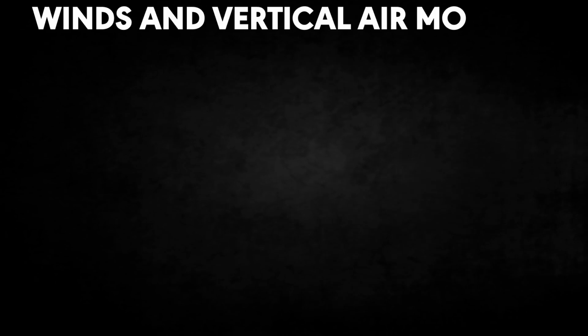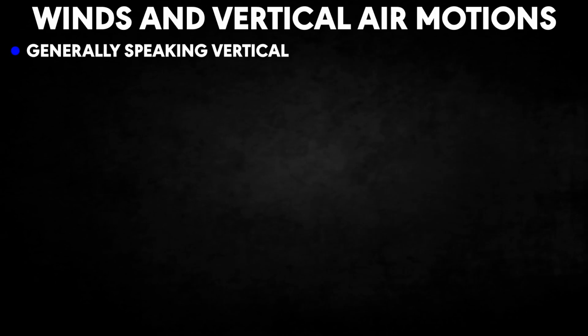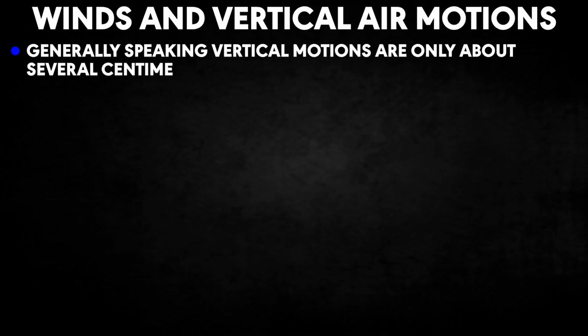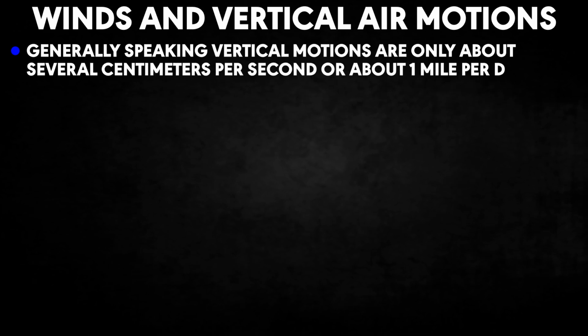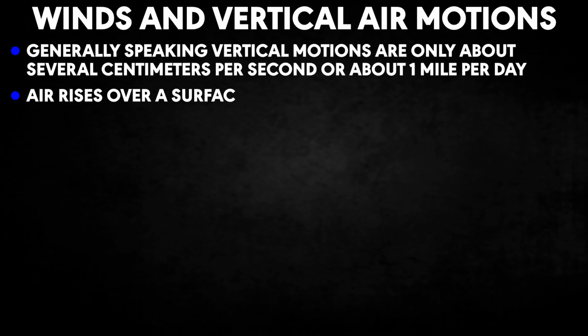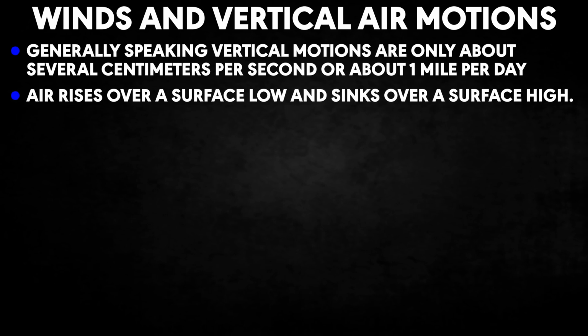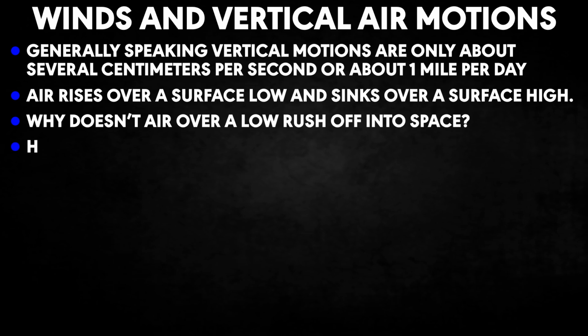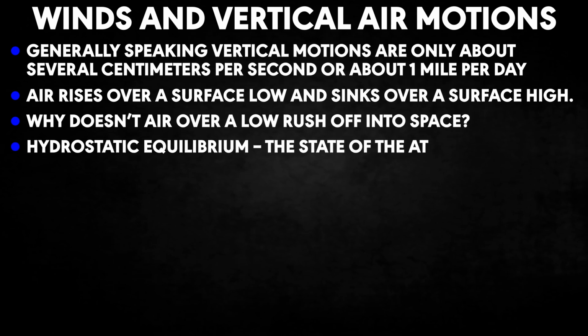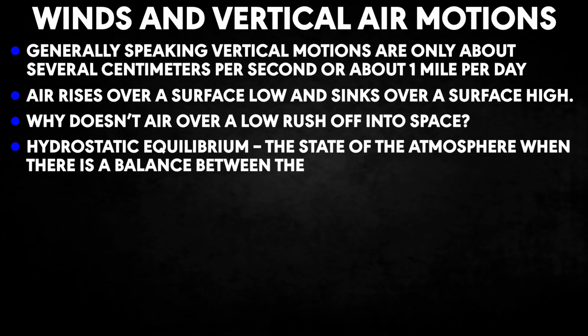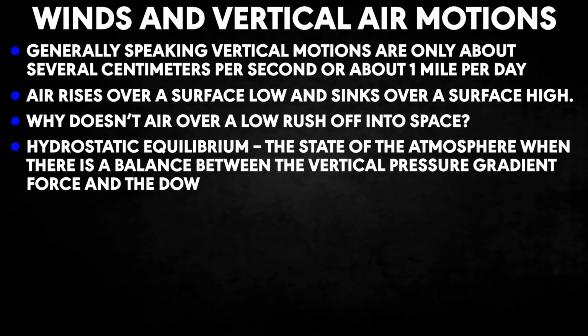Winds and vertical air motions. Generally speaking, vertical motions are only about several centimeters per second, or about 1 mile per day. Air rises over a surface low and sinks over a surface high. Why doesn't air over a low rush off into space? Hydrostatic equilibrium is the state of the atmosphere when there is a balance between the vertical pressure gradient force and the downward pull of gravity.